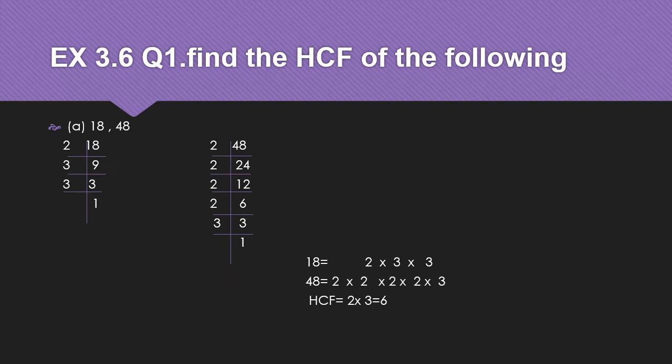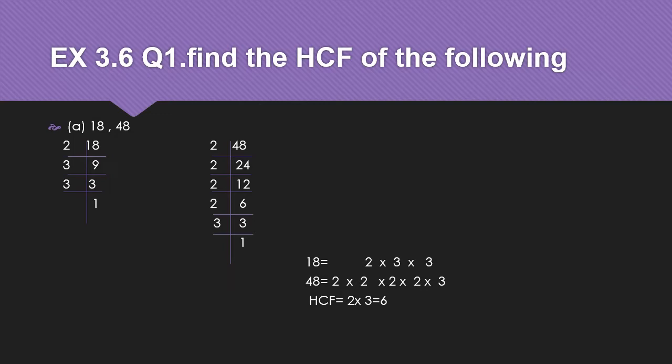Exercise 3.6 question number 1. Find the HCF of the following. A. 18 and 48. To find the HCF of two or more numbers, we can use prime factorization method. In the previous class, we have learned prime factorization method. So first, do the prime factorization of 18, then do the prime factorization of 48.